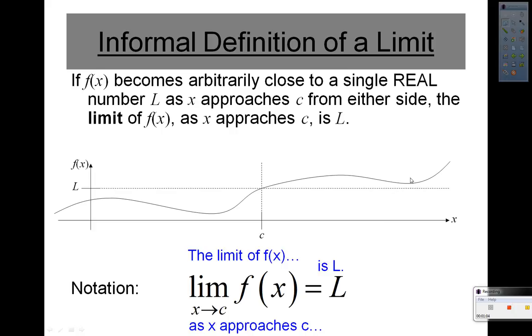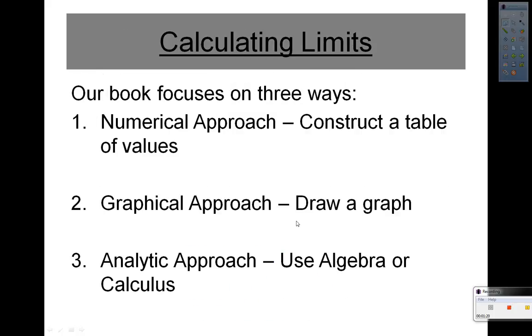And if you notice, if I start on the outer edge, if I work my way inside on the left-hand side and on the right-hand side of c, you notice that it is approaching a single real number. That value is the limit. Alright, in order to calculate limits, there are three ways that we are going to focus on it. The first is numerically, which means we're going to construct a t-table and look at those values and try and estimate what the limit might be.